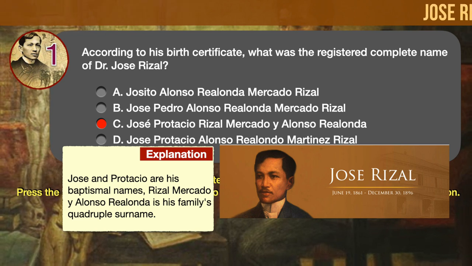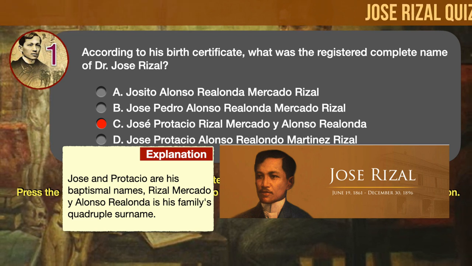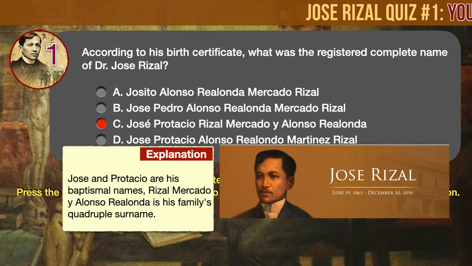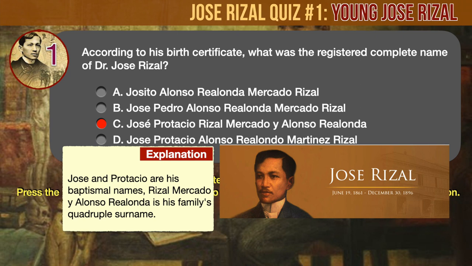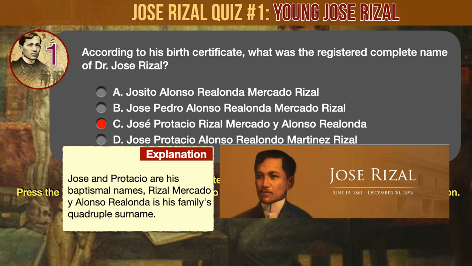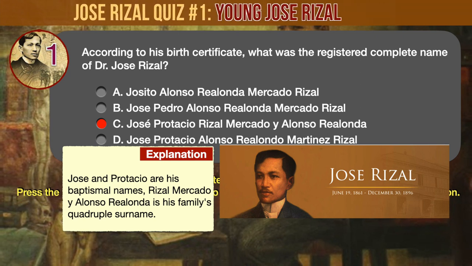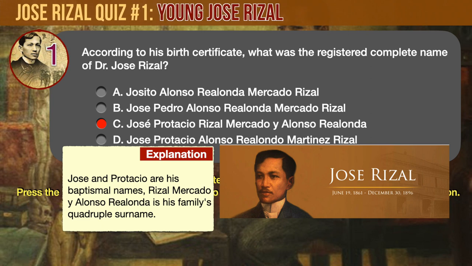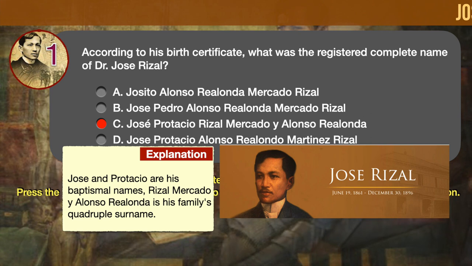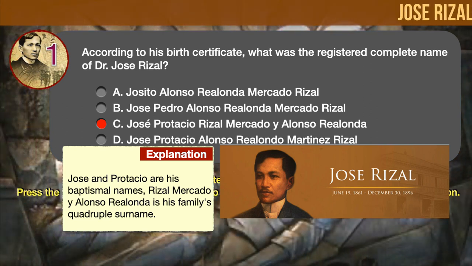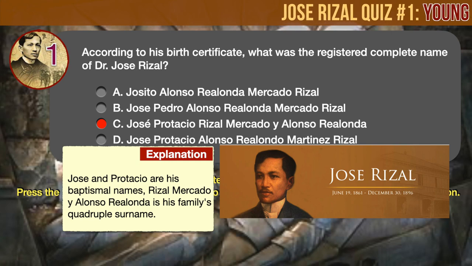So Rizal's complete middle name was his mother's double surname, Alonso Rayalonda, while his complete full surname was his father's double surname, Rizal Mercado. Lastly, just like now, it was already a practice then to give children two names. The favorite practice then, and even now, is to pair a saint's name with another name. In Rizal's case, his first given name, Jose, which was from San Jose, was paired with Protasio.